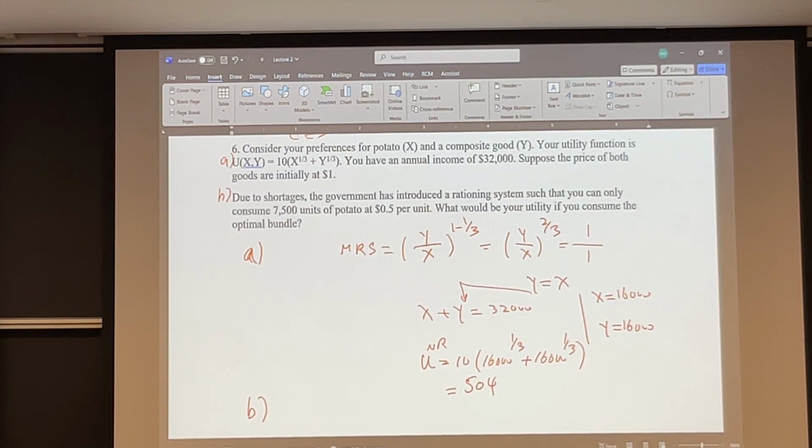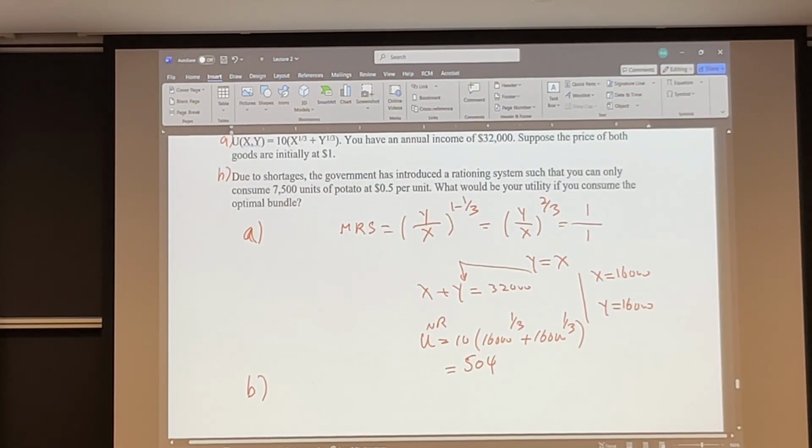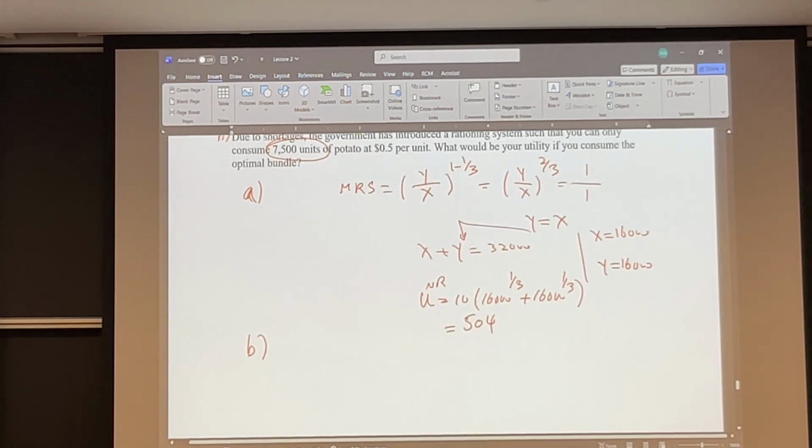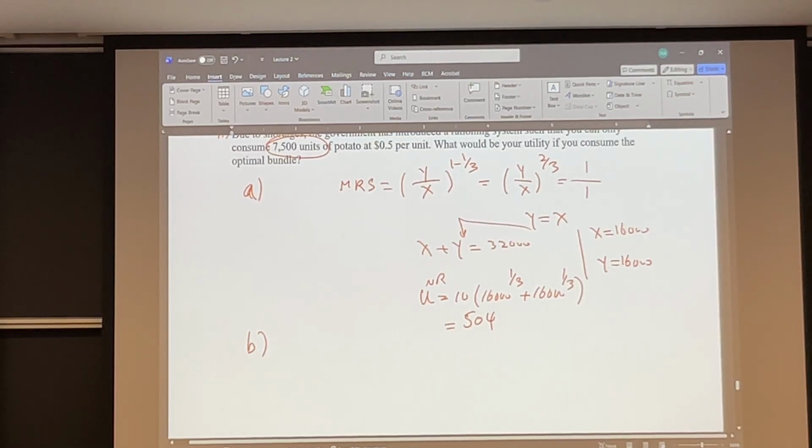So ignore it. If you have a rationing case, ignore the limit, solve with the new price, then decide whether the ration is applicable to the individual or not. Make sense? Rationing might not be binding. So this is the way I solve it. I ignore this one for the time being. Don't consider it. Redo the same thing.